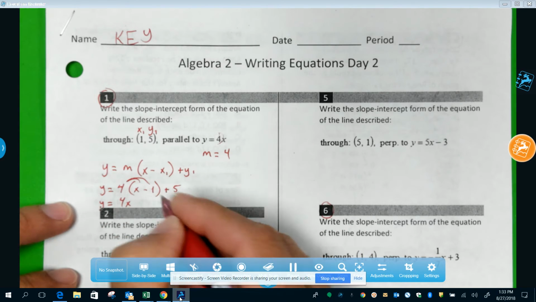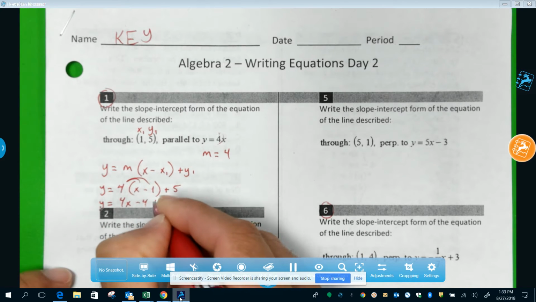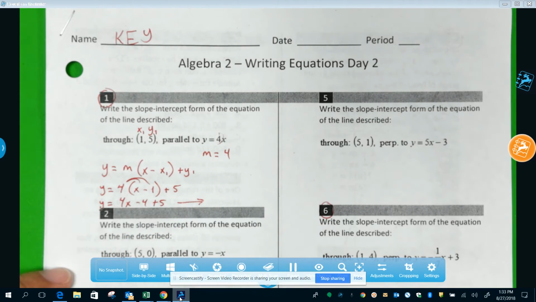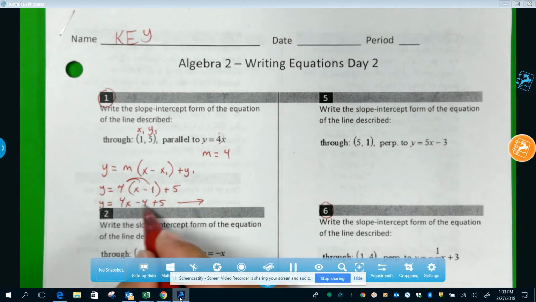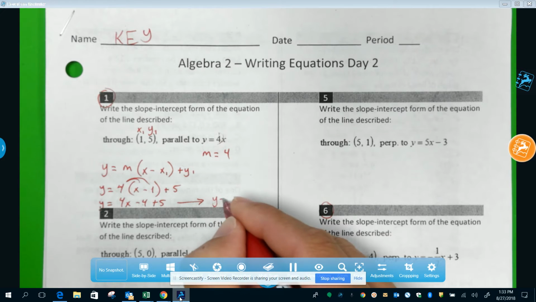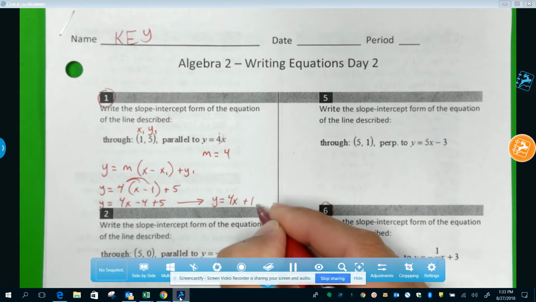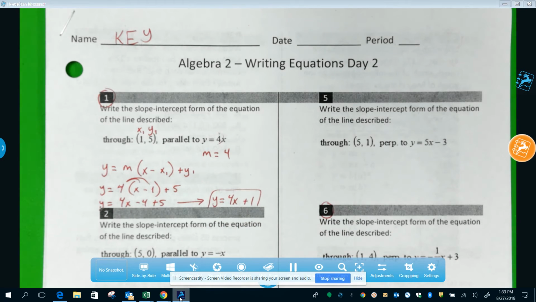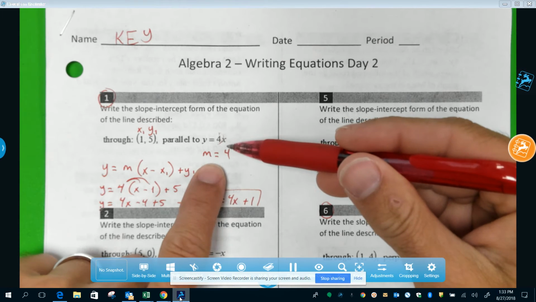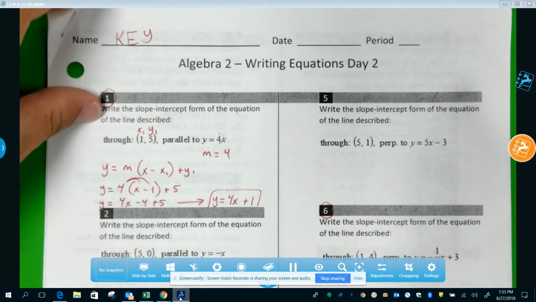Distribute your 4 to the minus 1, you get negative 4, then there's a plus 5 at the end. And when you combine these like terms, you get y equals 4x, and negative 4 plus 5 is just positive 1. So there's the equation of the line. So we're just using the information they give me to find the slope. I know that slope has to also be 4.